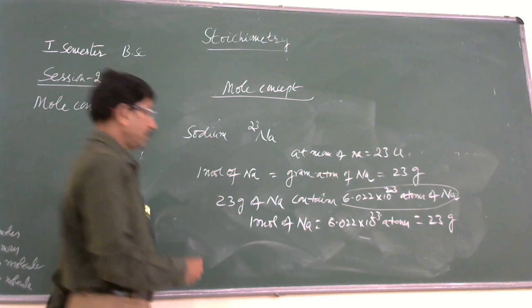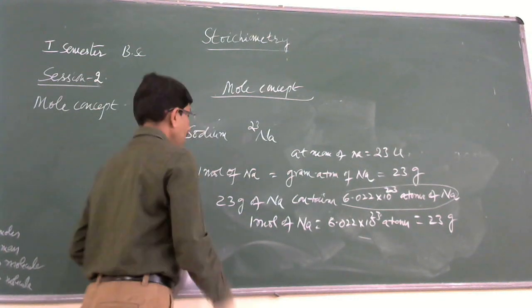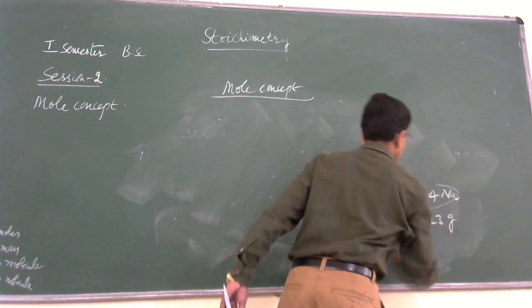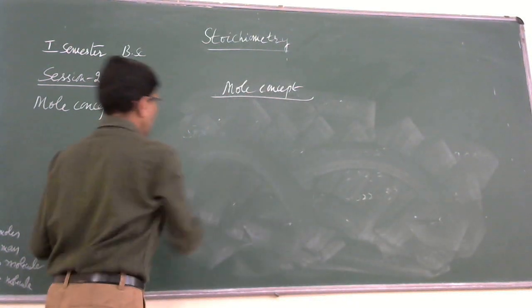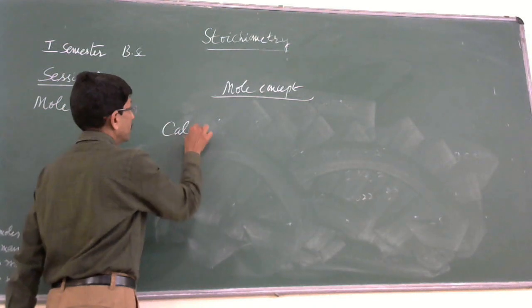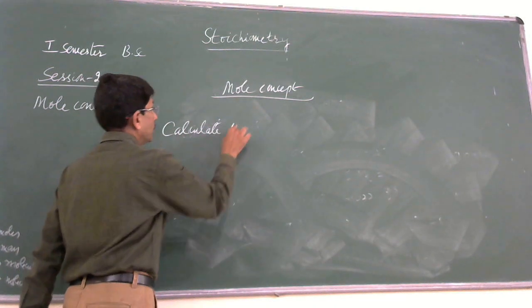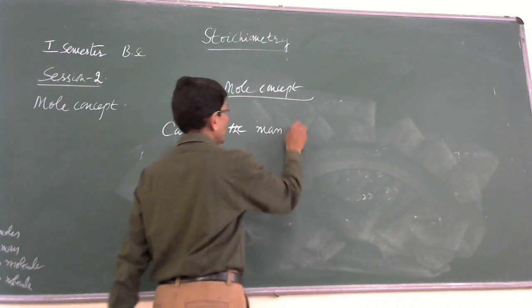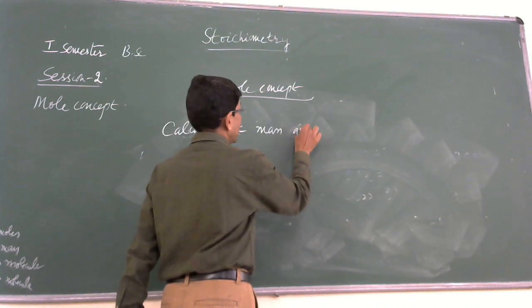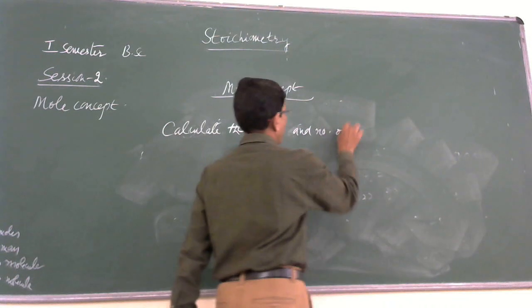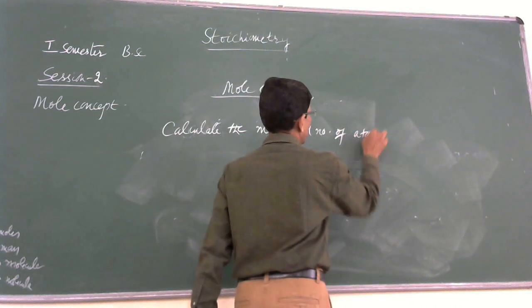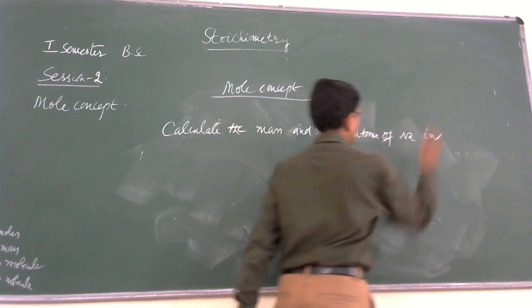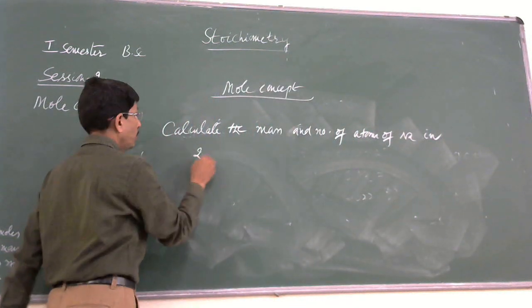Now if I say, calculate the mass and number of atoms of sodium, if it is 2.3 grams.